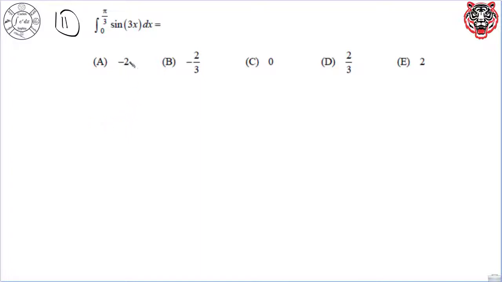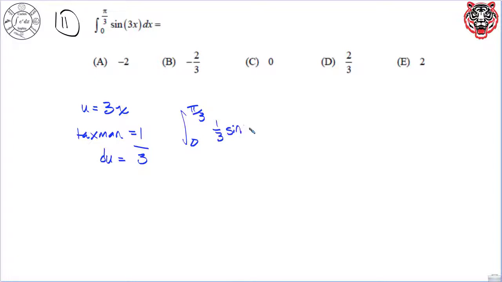Sorry about that. So the u here is 3x. du is 3. It's not 1. So we're using u substitution or taxman. Let's just go back to taxman because that's faster. So we need our u. Our u is 3x. We need the taxman. Taxman is 1. And we need our derivative of u, which is equal to 3. So we pay the taxman with 1/3, and our equation becomes the integral between 0 and pi over 3 of 1/3 sine of u dx.